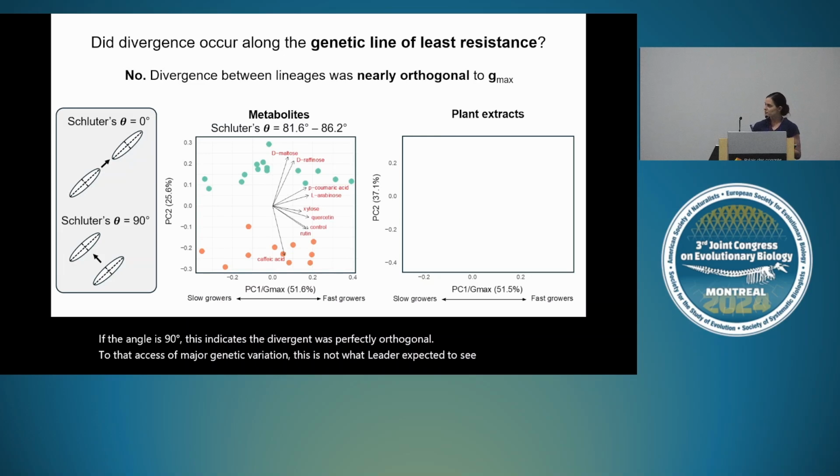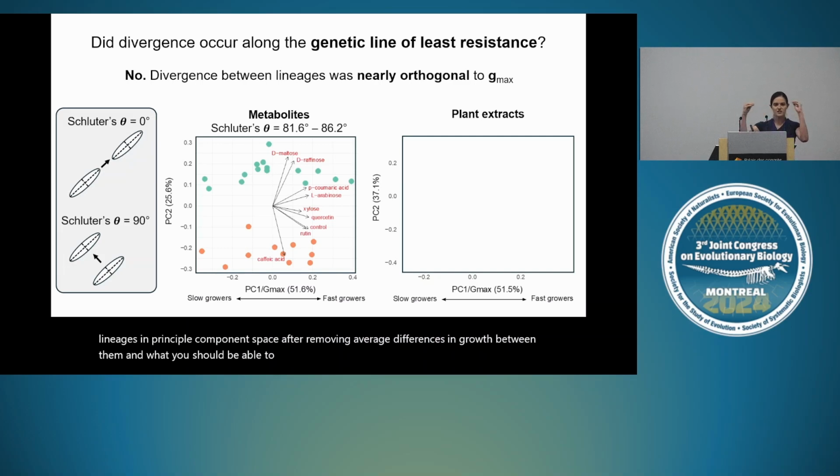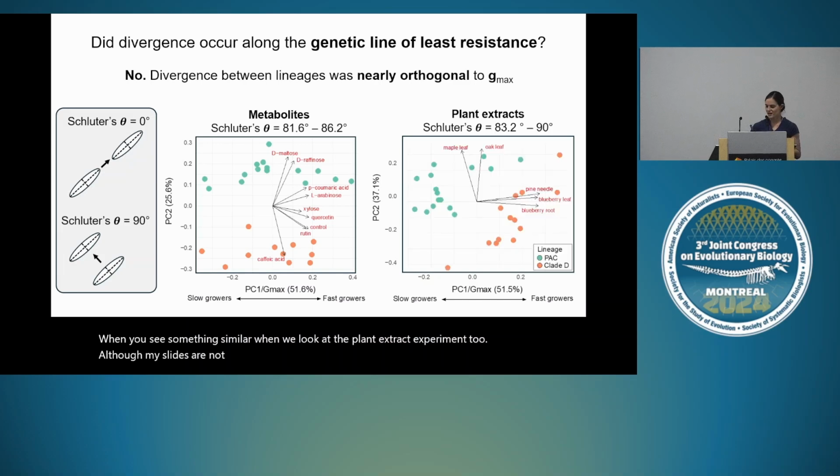And to our surprise, when we looked at the metabolite experiment, we see that divergence between lineages was nearly orthogonal to this major axis of genetic variation. I'm plotting the two lineages in principal component space after removing average differences in growth between them. And what you should be able to see is that the major axis of genetic variation within lineages is aligned in this direction, while divergence between them is orthogonal. And we see something similar when we look at the plant extract experiment too. Although my slides are not advancing. There we go. And so we see that again, when we look at the plant extract experiment, the divergence is orthogonal to this major axis of genetic variation.